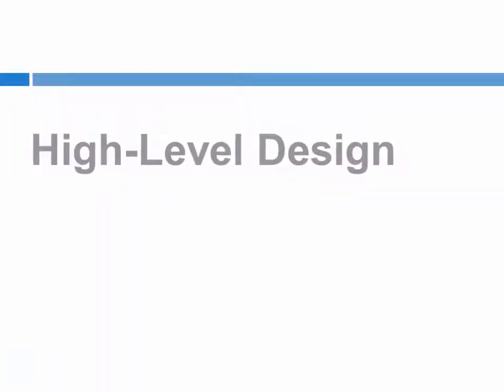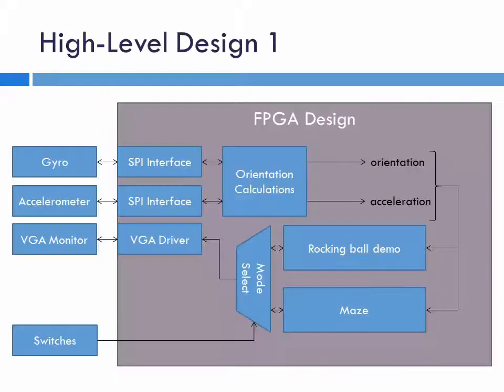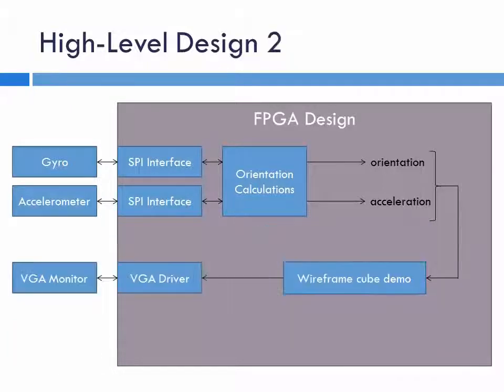Since our project is divided into 3 functional demos, we decided to combine demos 1 and 2 into one design, with the third demo on its own design. Design 1 contains the SPI interfaces of the gyroscope and accelerometer, feeding inputs to our orientation calculation module. With this sensor data, we perform calculations for the rocking ball demo and maze and output to the VGA by means of the VGA driver. A hardware switch selects which demo to display to screen.